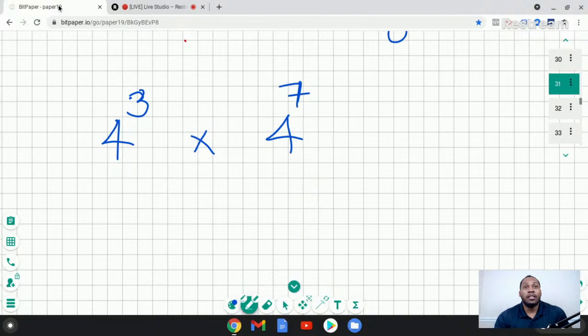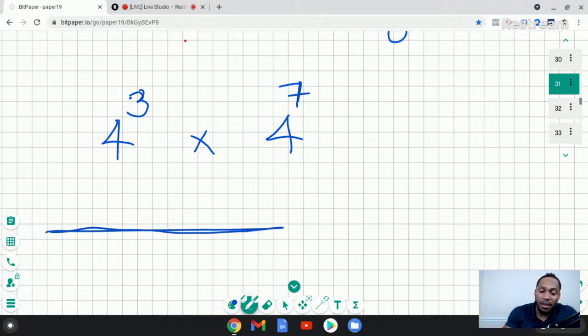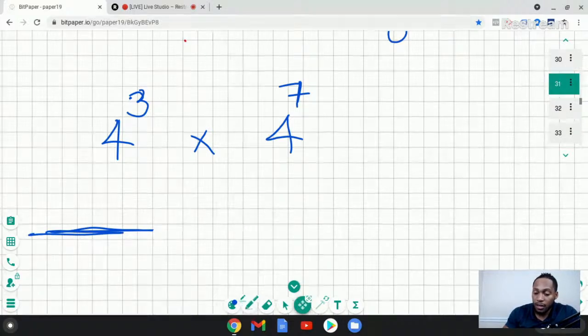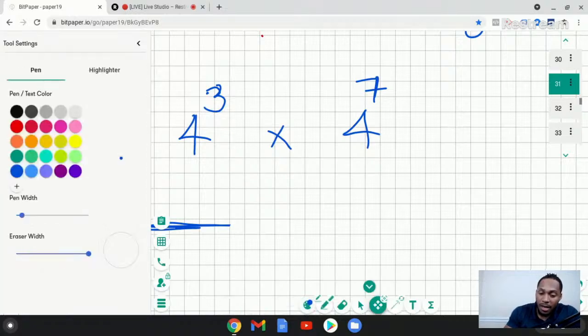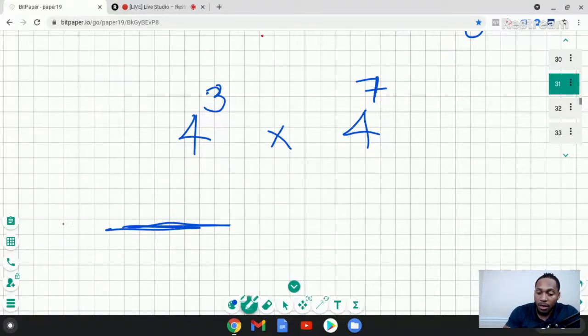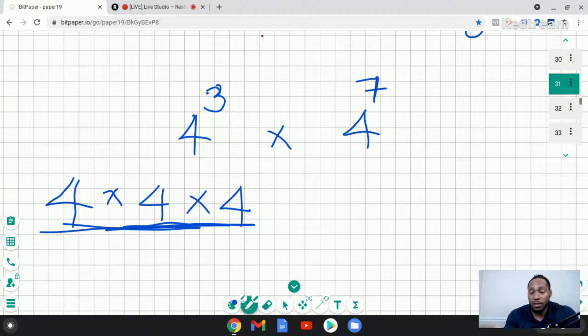Okay, so we have 4 to the third times 4 to the seventh, and we're going to do exactly what we did to come up with the formula. We're just going to go backwards. Let me group this on the left side as 4 to the third, which is a 4 multiplied by another 4 multiplied by another 4. Easy enough, right? 4 to the third.